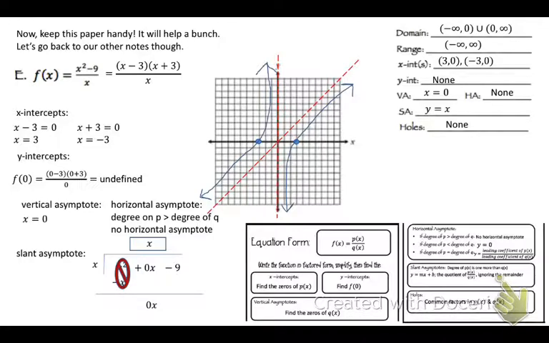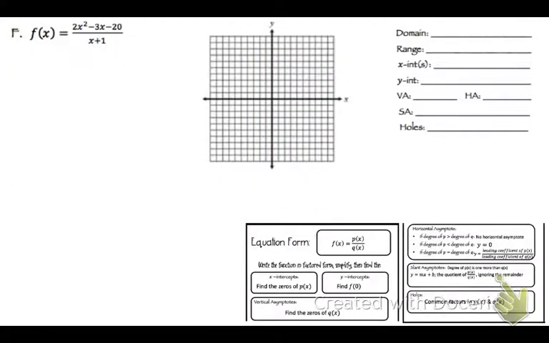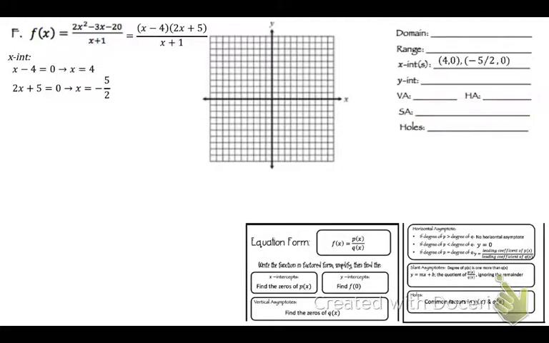Okay, let's do another one. So we have 2x squared minus 3x minus 20 over x plus 1. First, let's factor that, so that becomes x minus 4 and 2x plus 5 over x plus 1. Find the x-intercept, so I have x minus 4 equals 0, and 2x plus 5 equals 0. So x equals 4, and x equals negative 5 halves. So my x-intercepts are (4, 0) and (negative 5 halves, 0). Now my y-intercept, I'm going to plug 0 into the function. Well, all of those zeros cancel, and you're left with negative 20 over 1, which is negative 20. So my y-intercept is (0, negative 20).